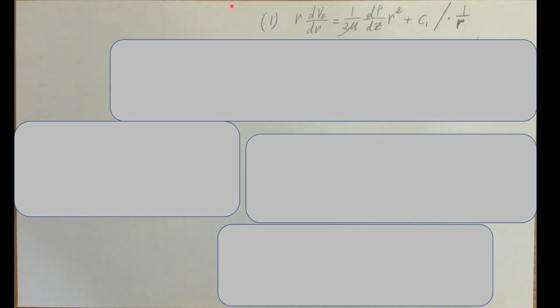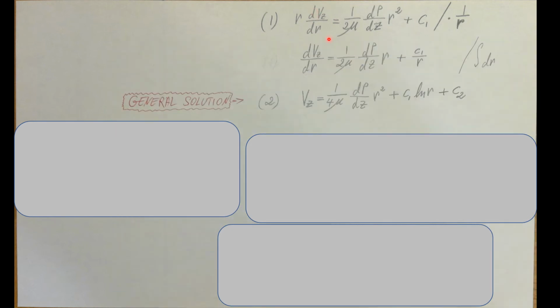Here it is. On the left hand side, this derivative disappeared and all we have left is r times dvz with respect to dr, and on the right hand side we have this constant times r squared plus c1. Now, before I take another integral of both sides, I'm gonna multiply both sides by 1 over r. That will help simplify the left hand side, and then I'll take an integral.